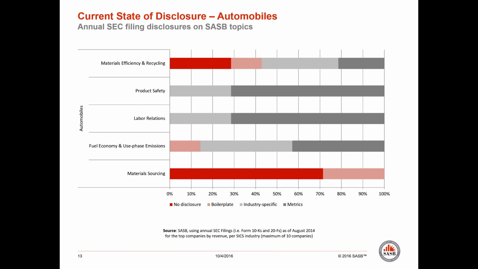So we've actually looked at each specific issue. So this is what's going into each of those bars that we saw in the earlier chart. For each of these specific issues, how often are companies reporting on these? So we can see product safety and labor relations in automobiles as issues that companies all disclose upon and use either industry-specific language, or company-tailored metrics. On the other hand, material sourcing is one where over 70% are not disclosing at all, and the rest who are disclosing are using very boilerplate language.